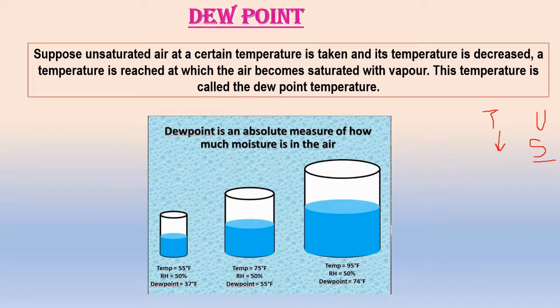Now dew point is an absolute measure of how much moisture is in the air. So the more the moisture in the air, the higher the dew point.